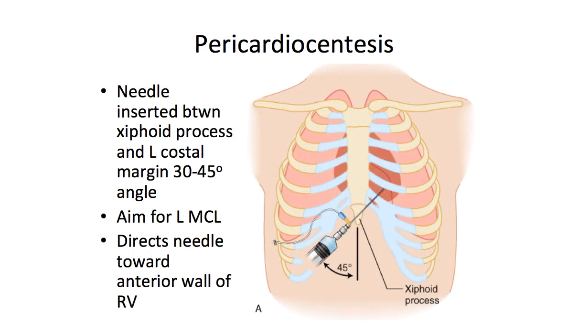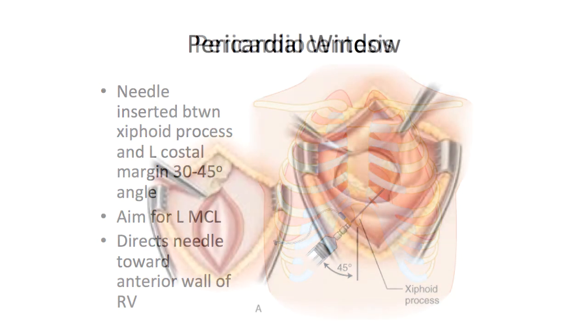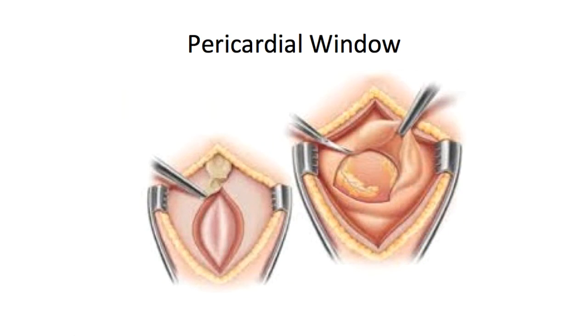During a pericardiocentesis, a needle is inserted between the xiphoid process and left costal margin at about a 30 to 45 degree angle. The proceduralist will aim for the left midclavicular line and direct the needle towards the anterior wall of the right ventricle. At this point, the proceduralist can aspirate fluid. This last image shows a pericardial window, which can allow for drainage of the pericardial fluid.